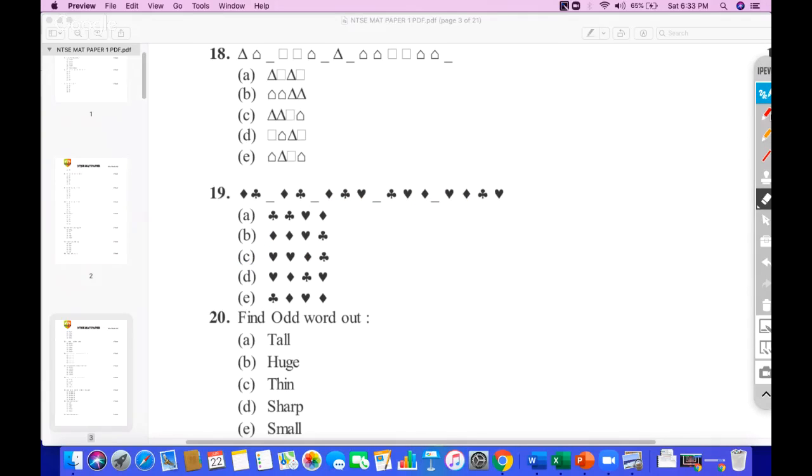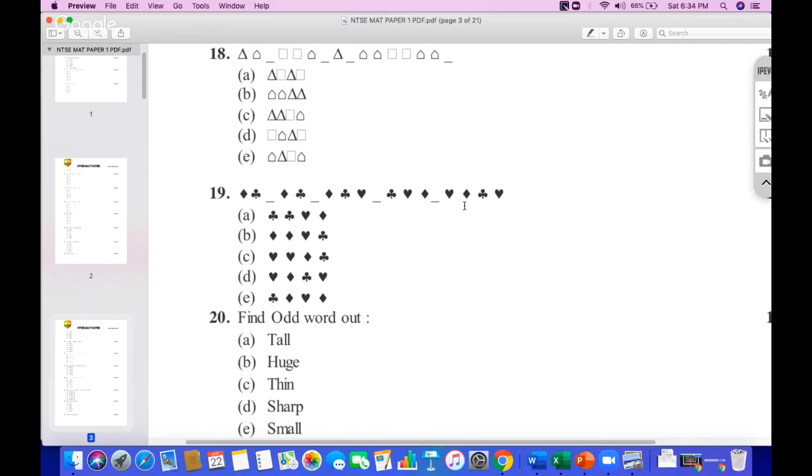And question number 20, find the odd word out. So tall, huge, thin, small. So I think sharp should be the answer, because tall, huge, thin, small is about size of anything. So these are all related words. Sharp is not related to size. So question number 20, the answer is D.